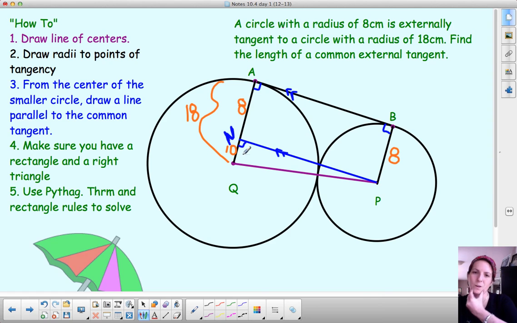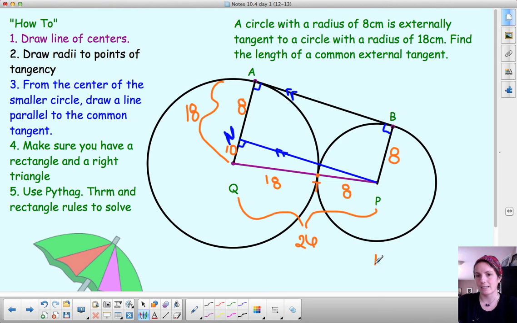But now what? This is one of those tricky spots. When we have an external tangent, here's my point of tangency, it's on the line of centers, so we also know that this QT has a radius length of 10, and TP is also a radius. It has a length of 8, making PQ, this whole segment, a length of 26. And now I can find the length of segment NP, which is the same as the length of segment AB.